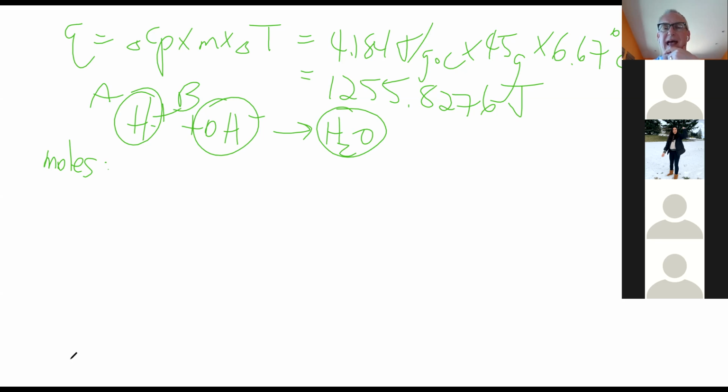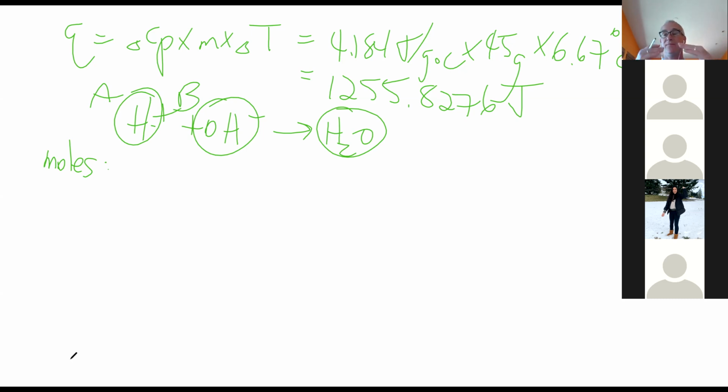So should I add the moles together or just use moles of acid equal moles of base equal moles of product? Well, think of what we've done in the previous 2 experiments. Would you use moles of OH? Yeah, moles of OH, right.